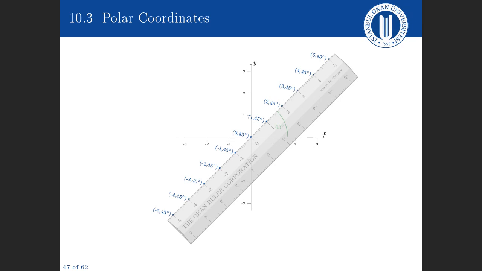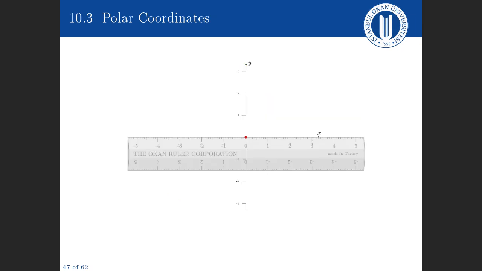For example, this is the point with polar coordinates of (1, 45 degrees). The distance from this point to the origin is 1, and the ruler is making an angle of 45 degrees. Likewise, we have the point (2, 45 degrees), the point (3, 45 degrees), and so on. Here is the point (3.4, 45 degrees), and so on.